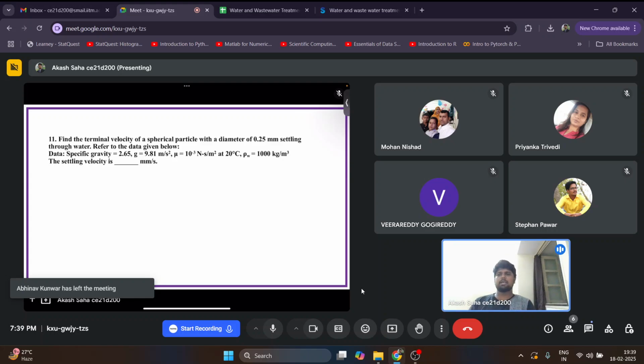Next problem. Find the terminal velocity of a spherical particle with a diameter of 0.25 millimeter settling through water, and we have some data like the specific gravity, the g value, mu, and the density, everything is given. You have to find the settling velocity in millimeter per second.